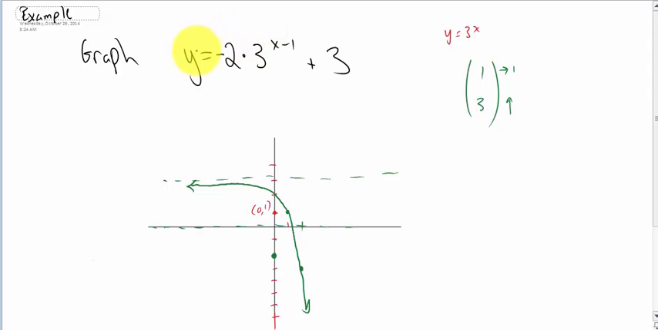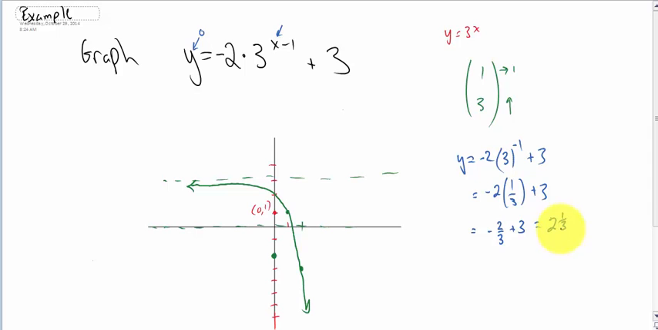Now, if we wanted to find a more precise place that it crosses the y-axis, we would, of course, have to plug in 0 for x to get the y-intercept. Let's go ahead and find that. So y equals negative 2 times 3 to the negative first, plus 3. So this is negative 2 times 1/3 plus 3. So negative 2/3 plus 3 is 2 1/3. So we could better represent that point on our graph.